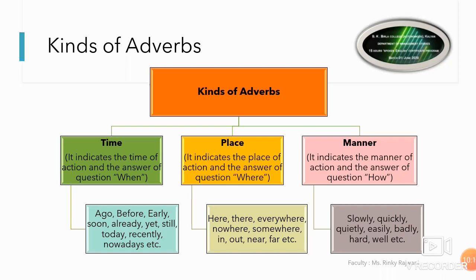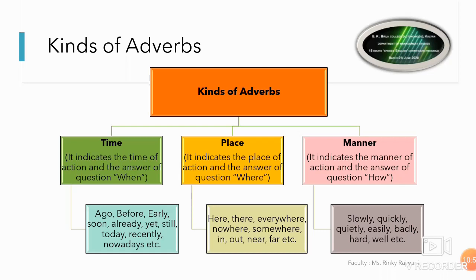The third kind of adverb, and that is manner. It indicates the manner of action, an answer of question how. How did you finish eating? I finished it very quickly. So, such kind of answers you get from how, like slowly, quickly. How did you do it? I do it very fast, quickly, right? Very slowly. How does a tortoise walk? Very slowly. So, slowly, easily, badly, hard, well.